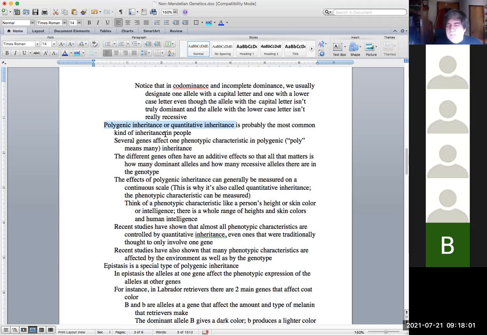So in polygenic inheritance, remember earlier in the semester, we talked about polypeptides and polysaccharides. Polygenic inheritance, many genes affect one particular aspect of the phenotype. A lot of times this is also referred to as quantitative inheritance. And this is because when we look at these characteristics, there's usually a whole spectrum or range of possibilities. So think about human height. Height is a good example of a polygenic inheritance.